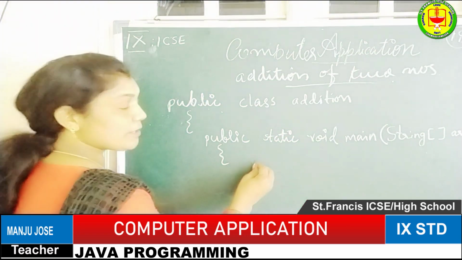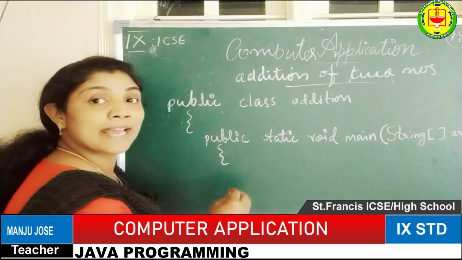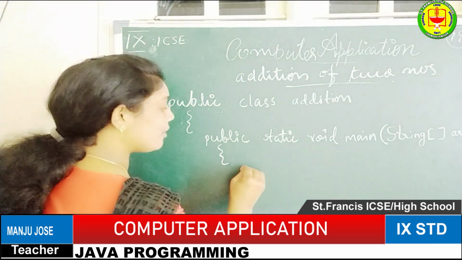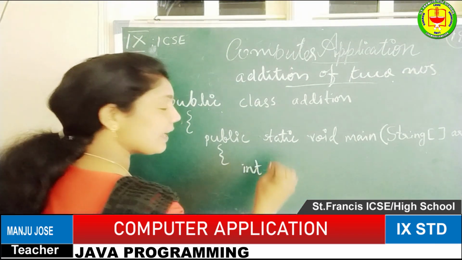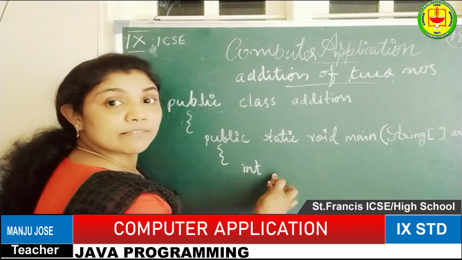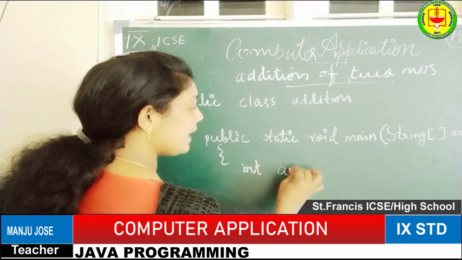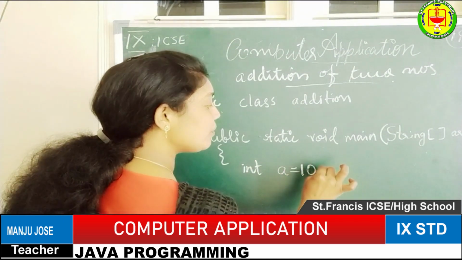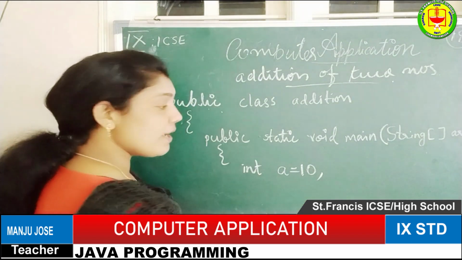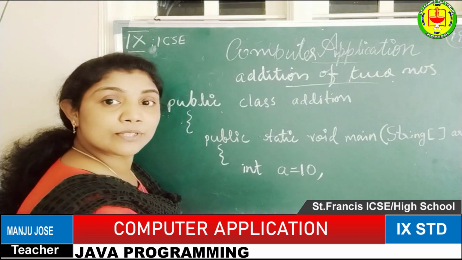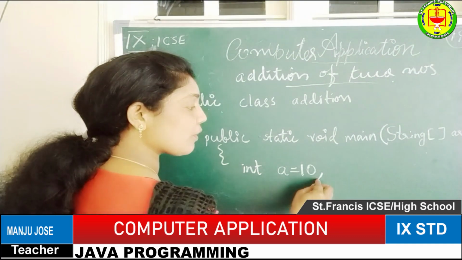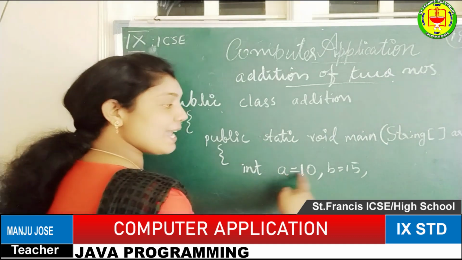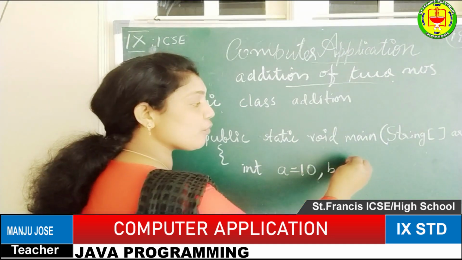The declaration of the variable is done this way. Our data type will be integer, and the short form we use in the programming language is int. Then give a single space, a equal to 10, then put a comma, then the next variable b, also integer type, so you can use the comma, b equal to 50, comma.